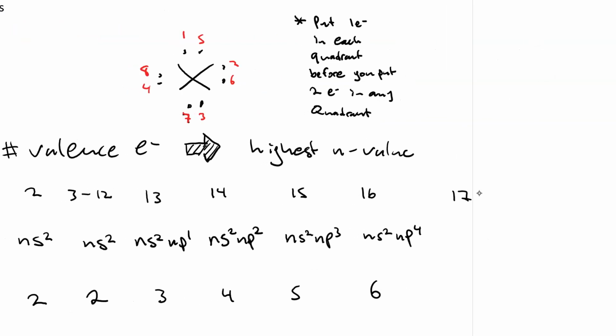Group 17, ns2, np5. 2 plus 5 is 7 valence electrons. Group 18, ns2, np6. 2 plus 6 is 8 valence electrons.